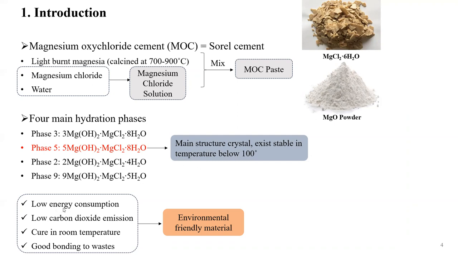Firstly, there is low energy consumption during the manufacturing, and the calcination temperature is 700 to 900 degrees, which is much lower than that for normal cement. Also, during the manufacturing of MOC, there is low carbon dioxide emission. Another thing is it is cured at room temperature, which is different from normal cement and concrete. Another advantage is it has a good bonding to waste, which is even more environmentally friendly. So MOC has been regarded as a green cement. It is a very environmentally friendly material.